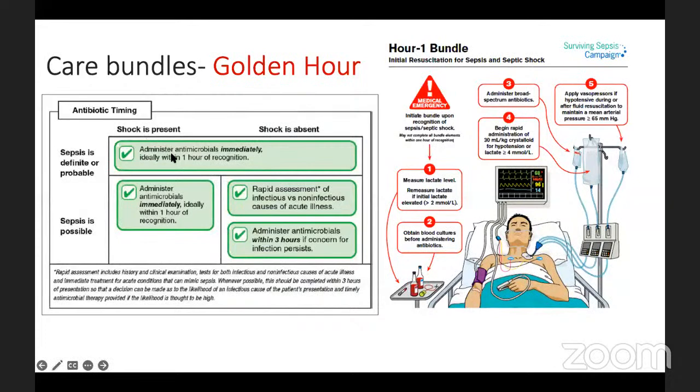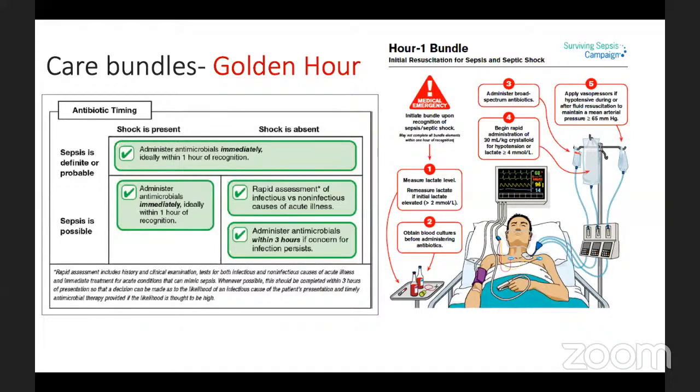So if the patient in sepsis has shock, then you have to act immediately. Administer antimicrobials immediately within 1 hour of recognition, right? And before that, you have to consider taking samples. Otherwise, you may not be able to save this life, because we don't know what is happening inside. We don't know the primary focus sometimes. So take samples. If you can dig into the details and find a primary focus, take relevant samples as well. If you think it is a urinary tract infection, take a urine sample as well before antibiotics.